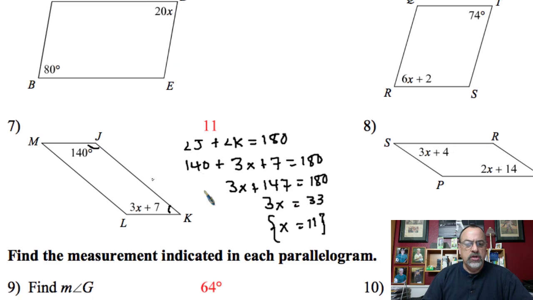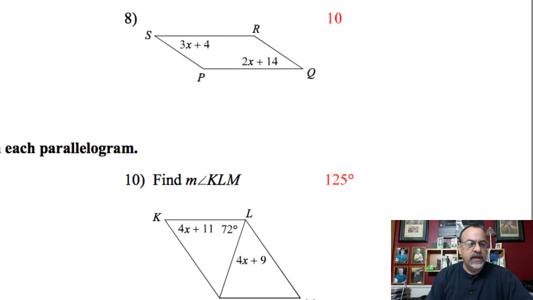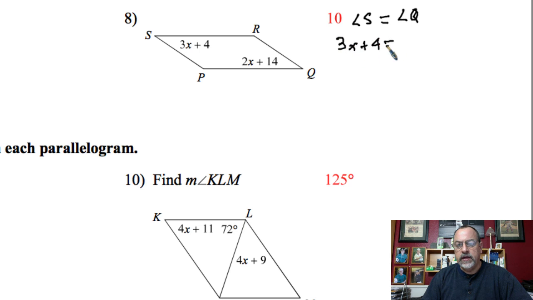All right, so let's look at number 8, and again, a simple property, remembering that opposite angles are congruent. So the geometry says that angle S is going to be equal to angle Q, and now I can substitute in the expressions. Angle S is 3x plus 4, and that's equal to angle Q, which is 2x plus 14. So solving for x, I get x is equal to 10.